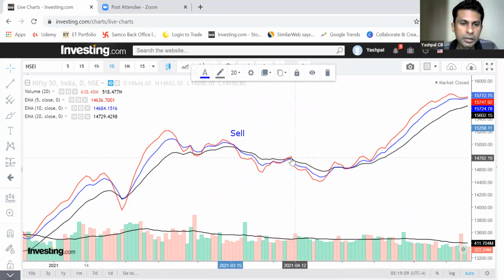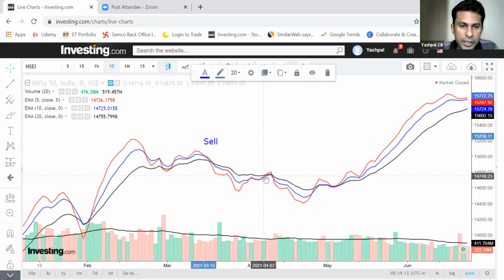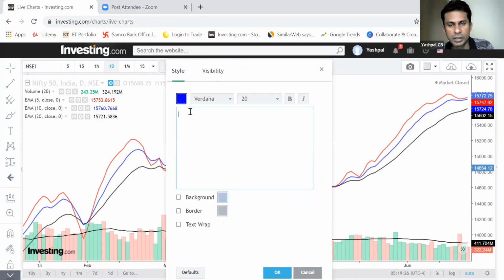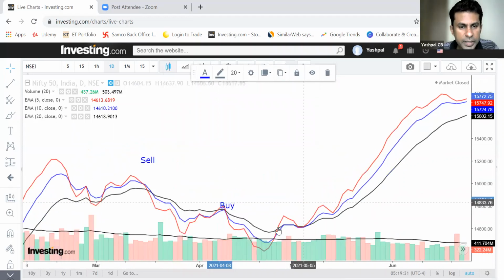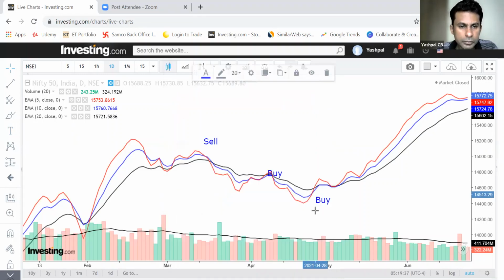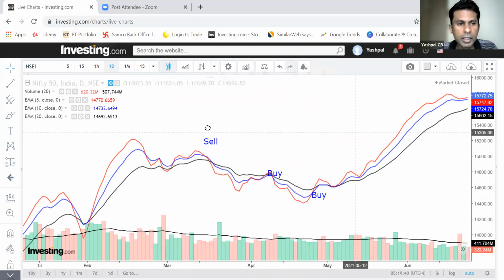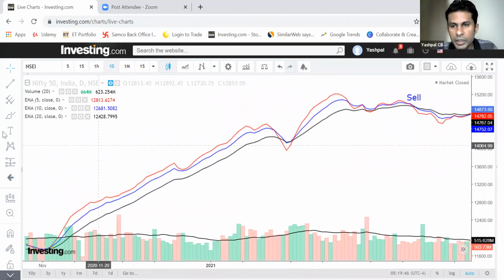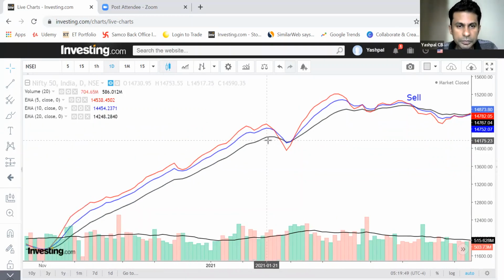But you can see here again, price is crossing above, and 5 is crossing above 10 and 20. This means it is a buy signal here. Likewise, you can see again 5 is crossing above 10 and 20. Again, this is a buy signal. And you can see here 5 is crossing below 10 and 20. This is a sell signal here.